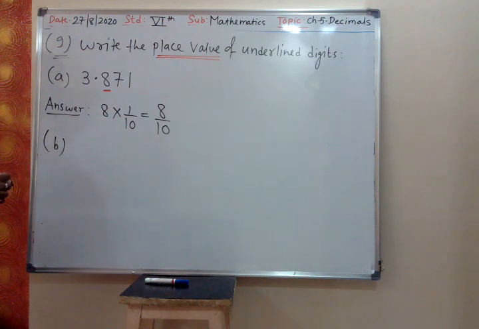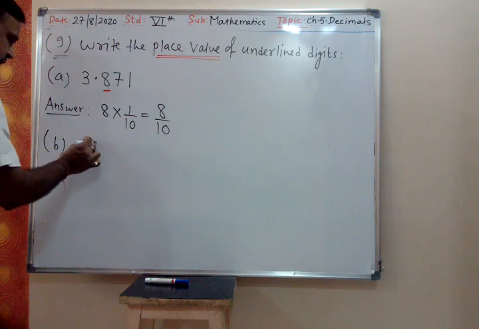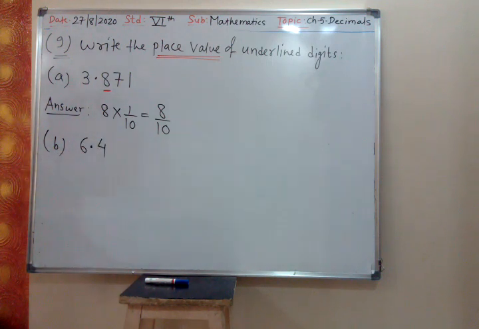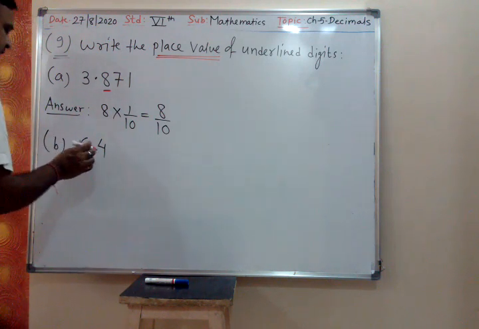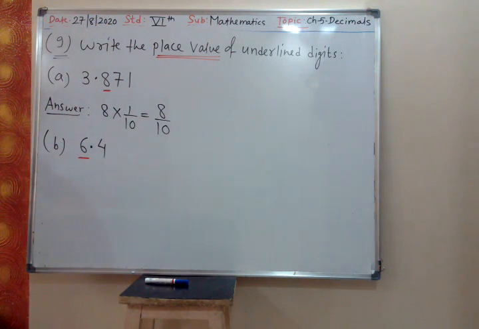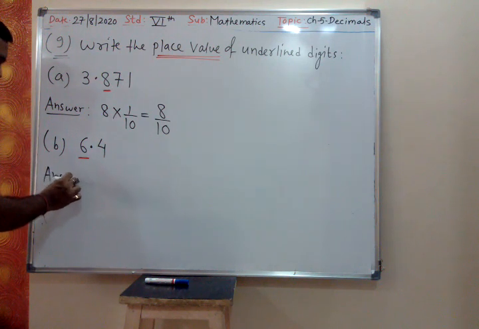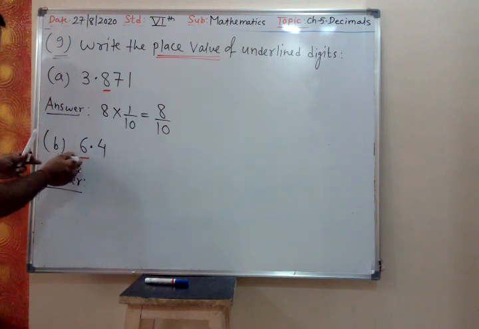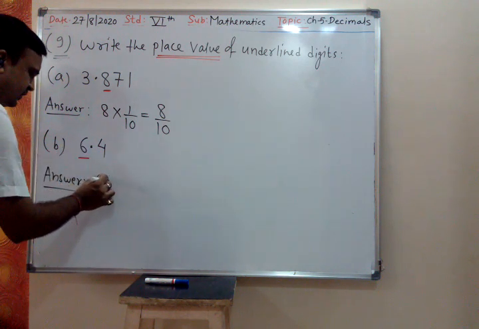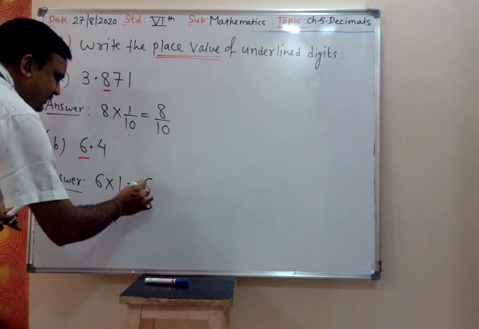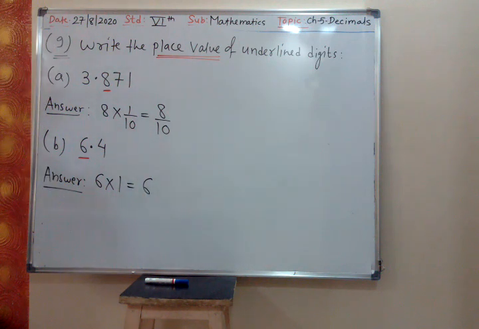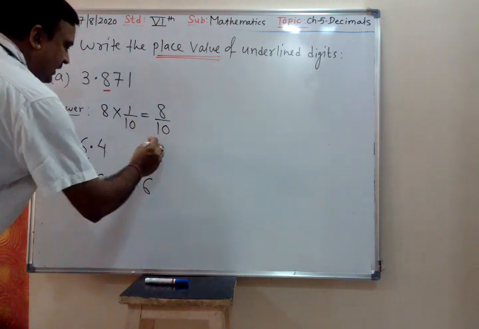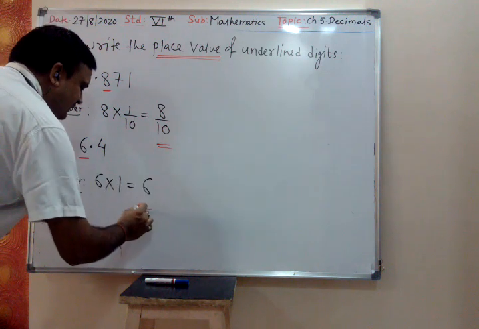B, 6.4. Wait. The underlined digit is 6. So tell me what is the answer? Before the decimal it is ones. So 6 into 1. The answer is 6.